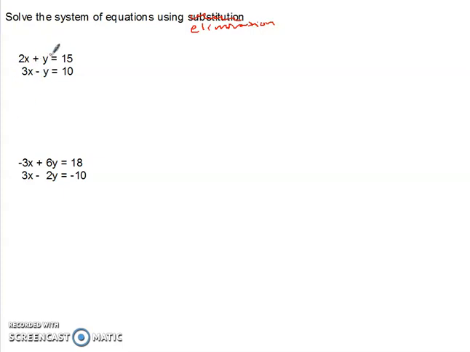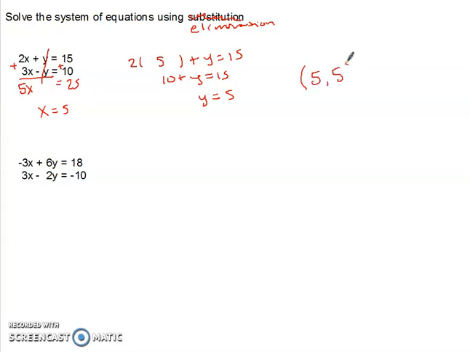Since I have additive inverses with my y's, I go ahead and add, getting 5x, and on the right that equals 25 because my y's are inverses. So x is 5. So then 2 times x plus y is equal to 15. I know that x is 5. So 10 plus y is 15, which means that y is 5. So my solution is the ordered pair 5, 5.